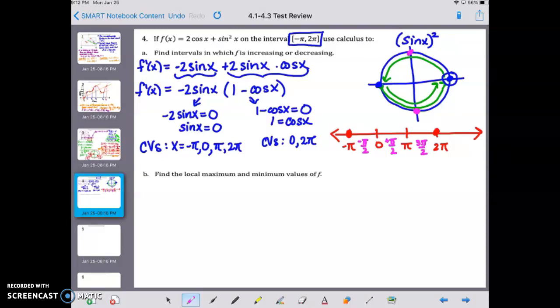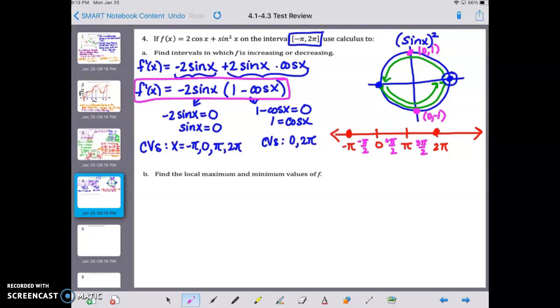And whether we're talking about negative pi over 2 or positive 3 pi over 2, the location is the same on the unit circle and the ordered pair is the same on the unit circle. That ordered pair is (0, negative 1) here, and it's (0, positive 1) here, right? So we're plugging these into our first derivative right here to test for the sign that we get, whether it's positive or negative.